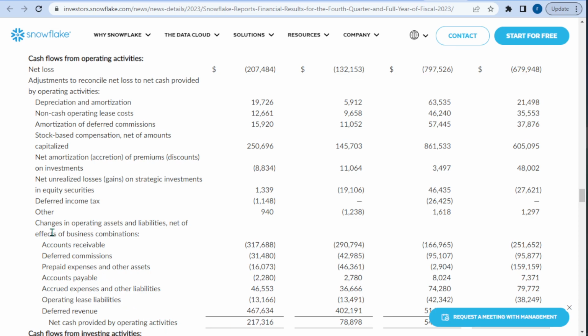So also an interesting thing to note, it says right here, changes in operating assets and liabilities, net of effects of business combination. So this is basically saying that they had a business combination of some sort, so acquisition, and now they're showing this change in all of their assets and liabilities here.